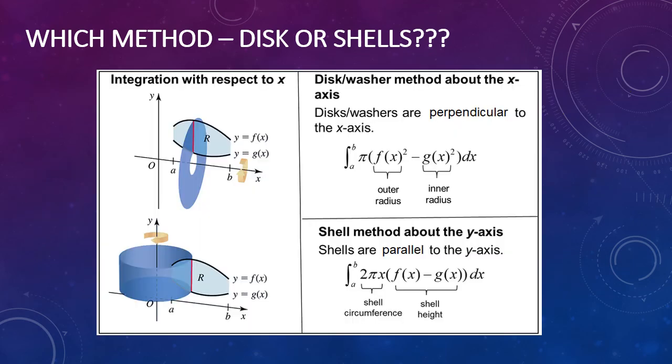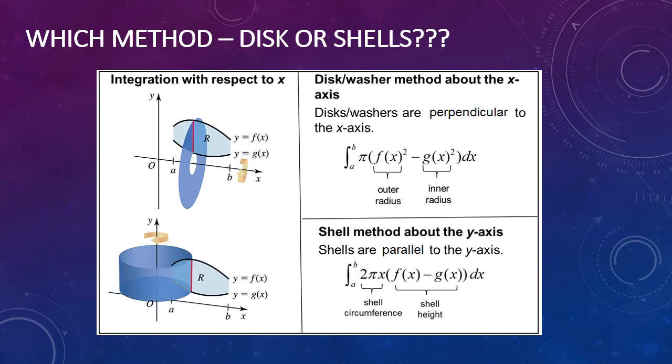So let's look at how we can use either one. If we're talking about integrating with respect to x, notice that we'll use the disc and washer method when the figure is being revolved around the x-axis. That is, discs and washers are perpendicular to the x-axis. That's when we would integrate with respect to x. We could also use the shell method if it's revolving around the y-axis, where the shells are parallel to the y-axis. And notice that both of these are integrating with respect to x.